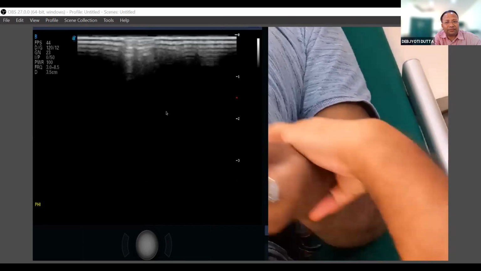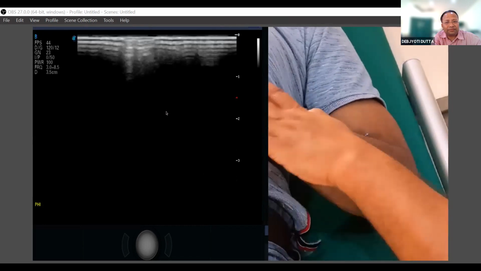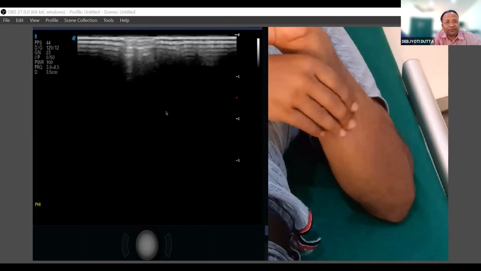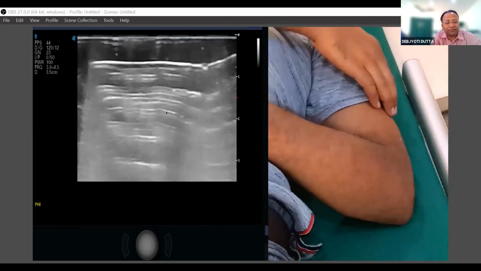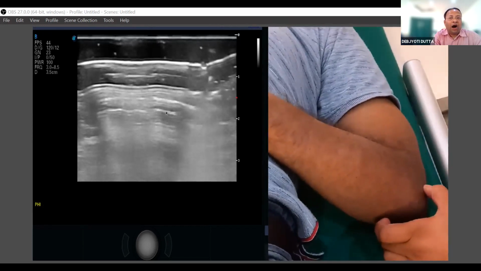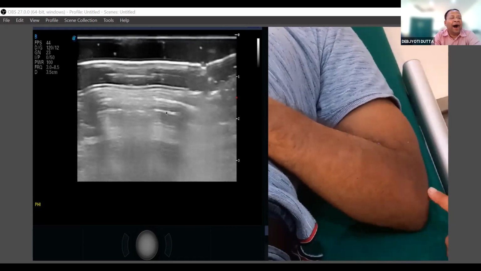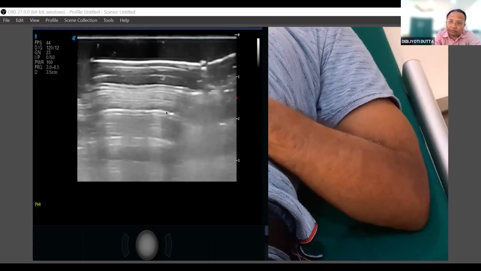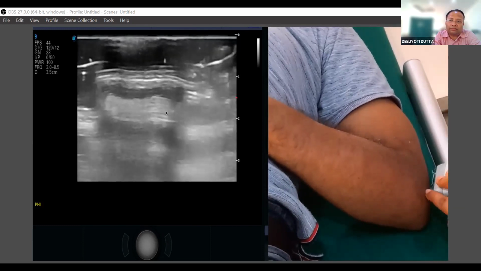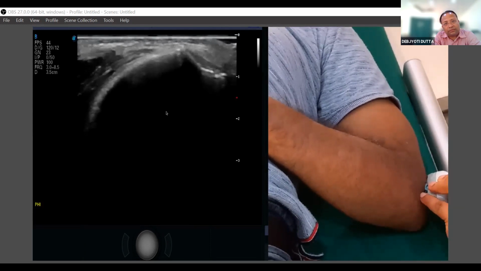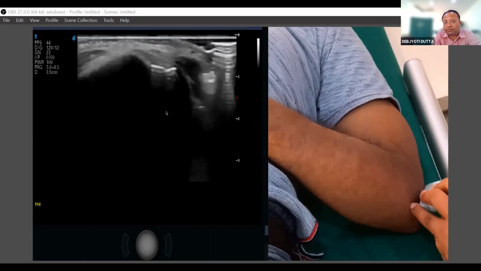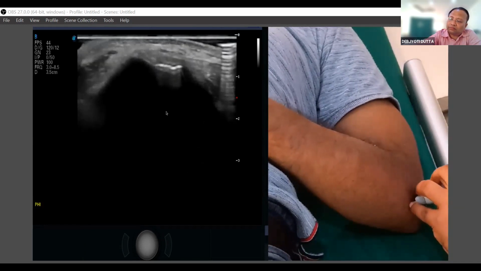Now we are going to the lateral. For the lateral, we are changing the position of the patient, and now we are putting the gel. The first thing we need to do is palpate the lateral epicondyle. So this is the lateral epicondyle. After palpating the lateral epicondyle, put the probe over it. Now we are able to see the lateral epicondyle.